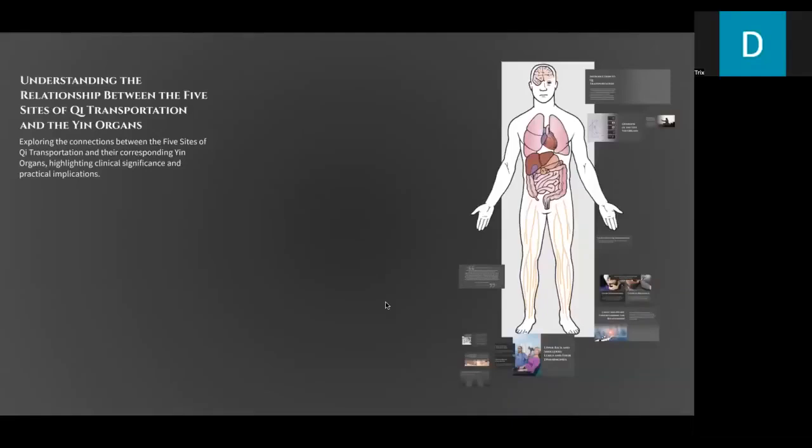Let's discuss understanding the relationship between the five sides of qi transportation and the yin organs. Exploring the connections between the five sides of qi transportation and their corresponding yin organs, highlighting clinical significance and practical implications.